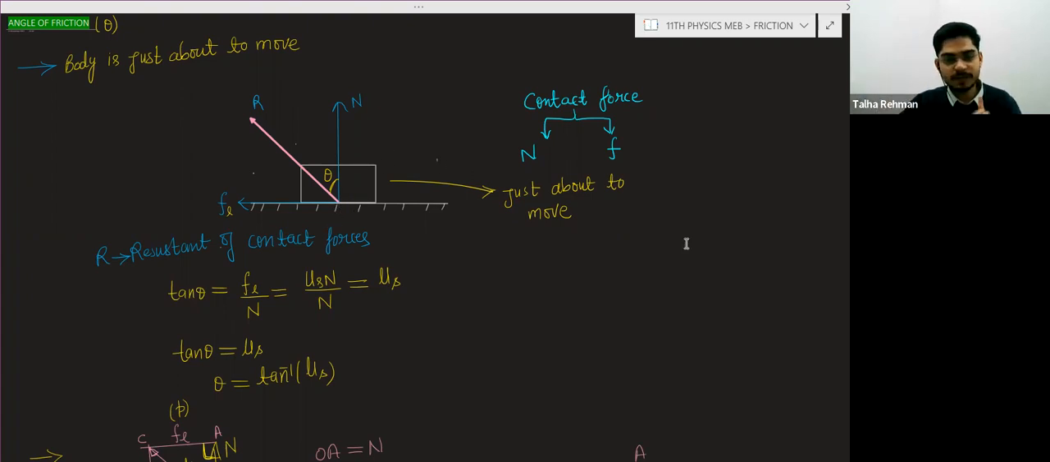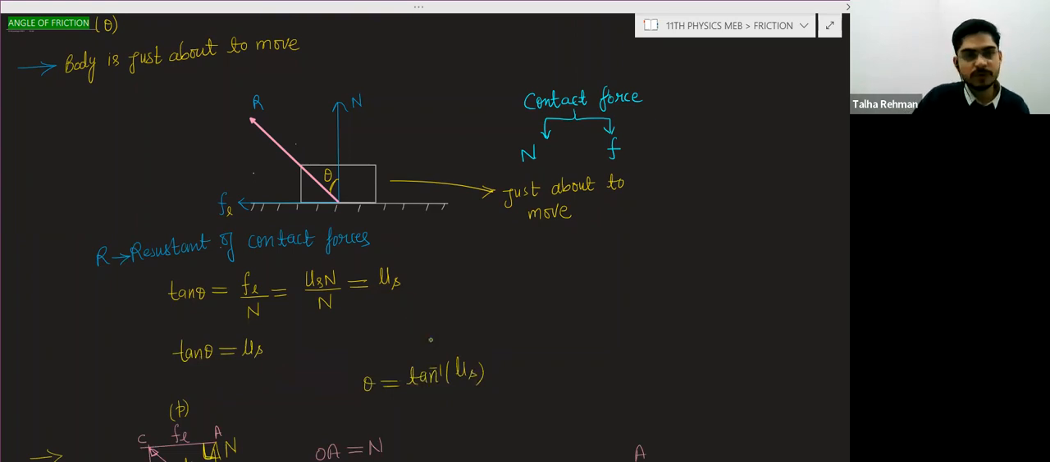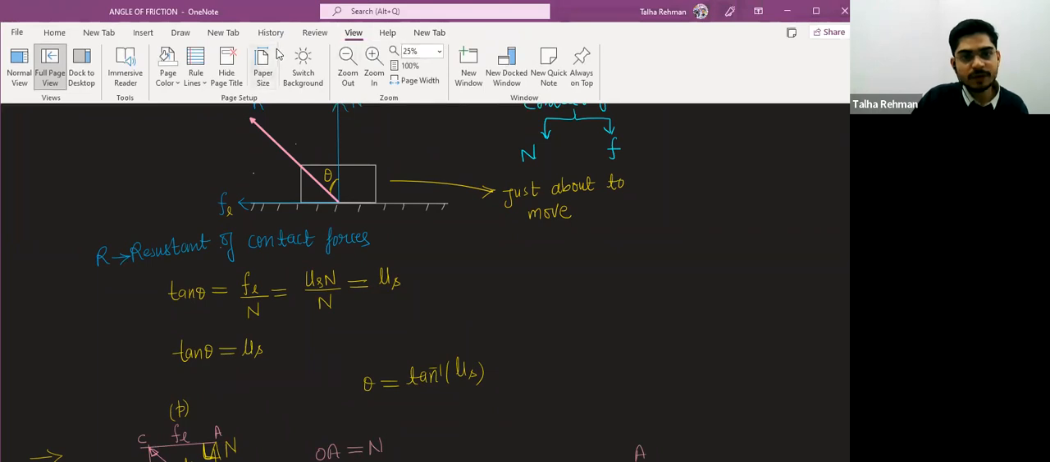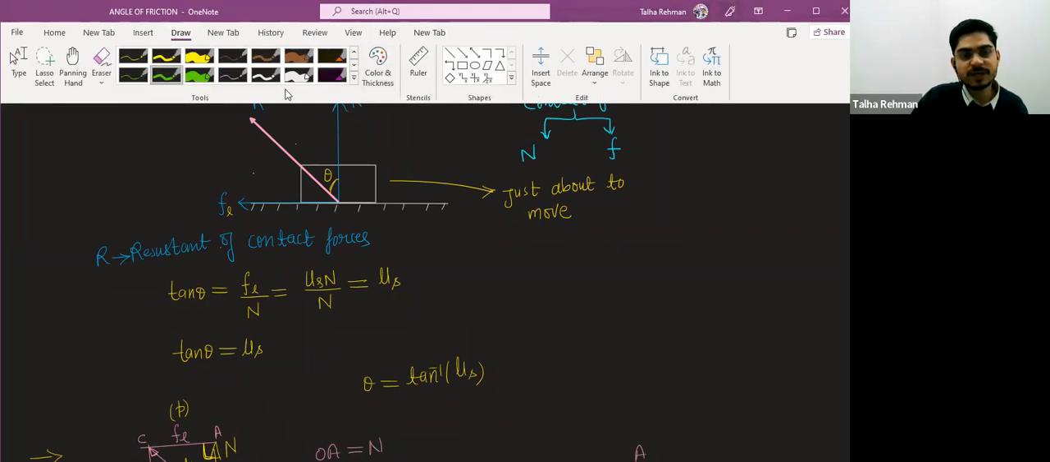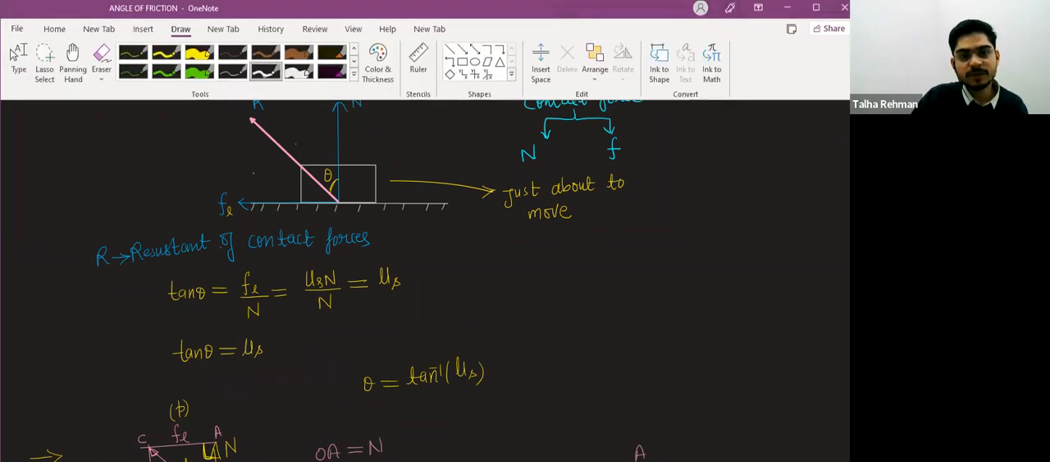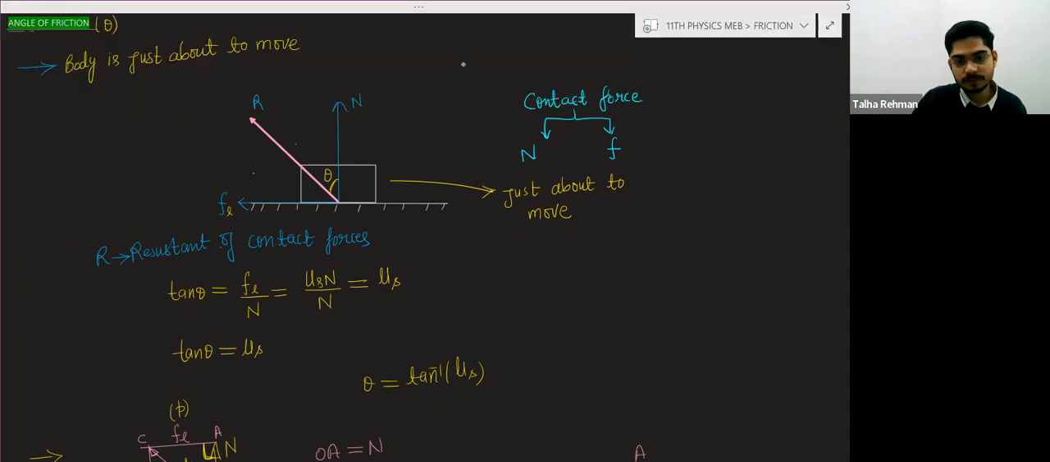So I think this point should be clear. You should remember what the angle of friction is. Theta is equal to tan inverse of mu s. So this thing you should know. If someone is asking what the angle of friction is, you should know that.